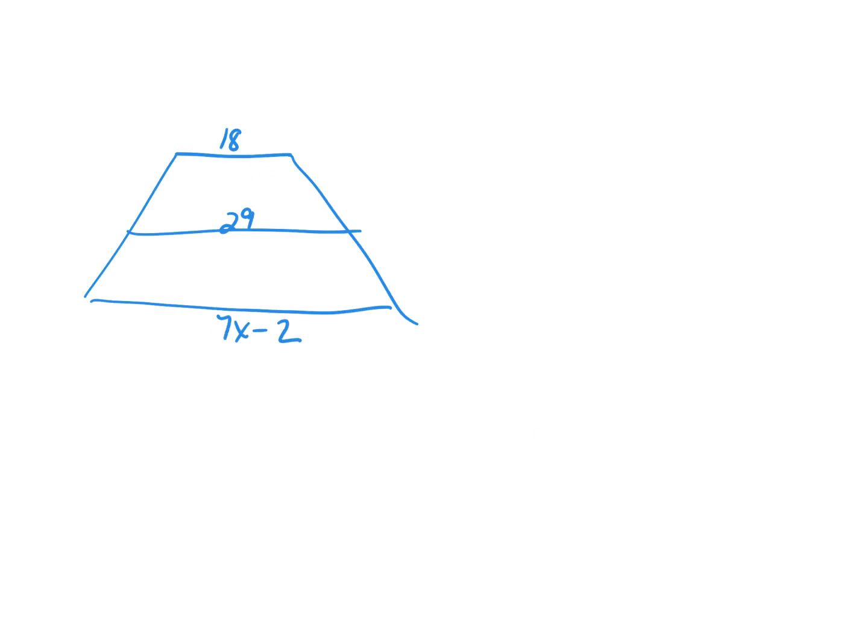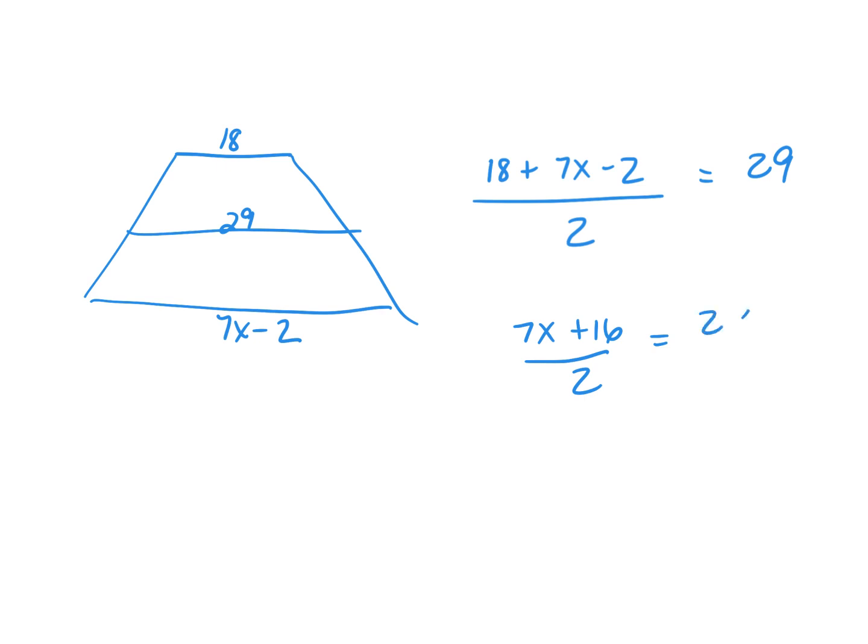So the rule is, what do I know about the median and the two bases? What do I do to find the median? I find the what of the two bases? Mean, the average. So we take the top guy plus the bottom guy, whatever it says there, divided by 2 equals 29. And don't freak out. It's ugly, but we'll clean it up a little bit. So that upstairs is 7x plus 16 over 2 equals 29.